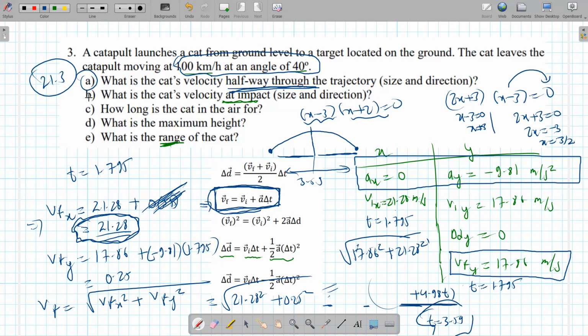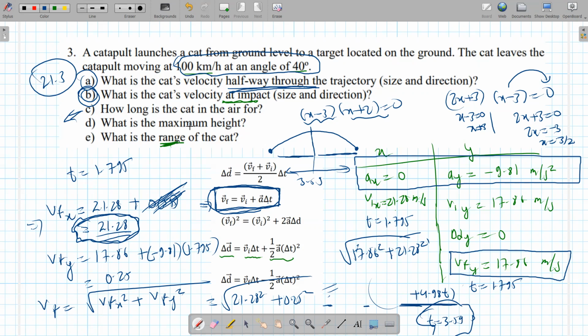See, now we just did A and B. C is the first thing that I found. How long is the cat in the air? 3.59. The maximum height, isn't that just d1y? So what's the maximum height?